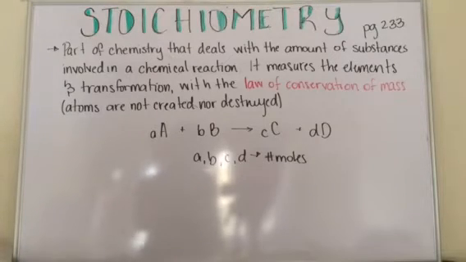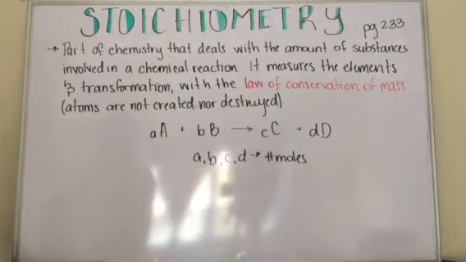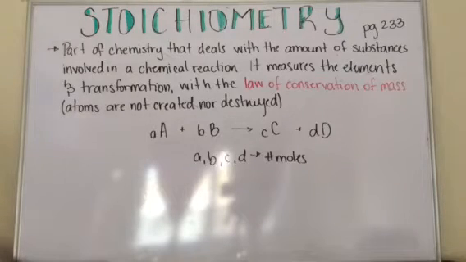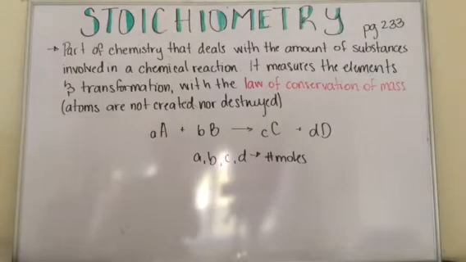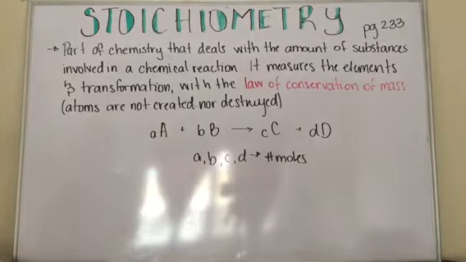Hi guys, today we're starting a new topic and it's called stoichiometry. Stoichiometry is a part of chemistry that deals with the law of the conservation of mass, which tells you that atoms are not created and they're not destroyed. If you have a chemical reaction, they are just transformed.